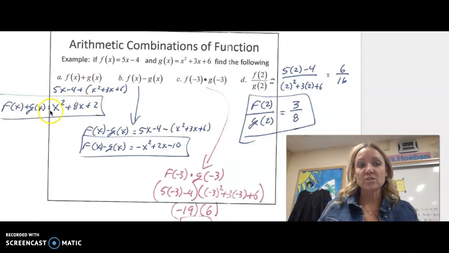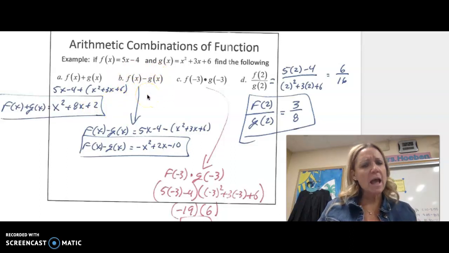All right, there's only one x squared, so I wrote that first. Then there was a 5x and a 3x, that gets us 8x, and then a negative 4 plus a 6, so that's plus 2. All right, part B, now we're going to subtract.